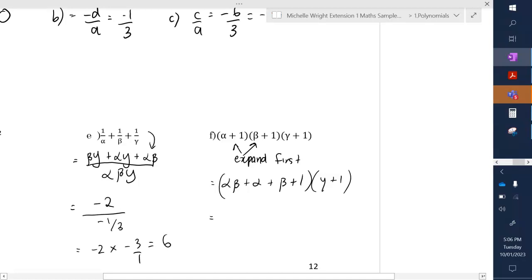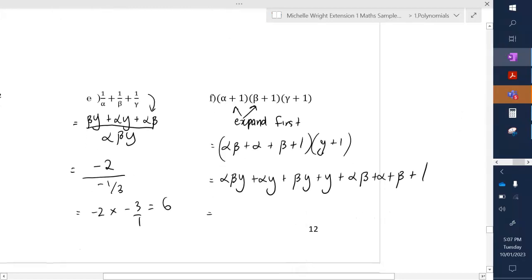If you prefer to have it the other way around, pop the gamma plus 1 out the front, that's okay. I'm going to times everything by gamma first. So I'm going to have alpha, beta, gamma. I might make that a little bit curly so we don't get it confused. Alpha gamma plus beta gamma plus 1 times all of those. Plus alpha beta plus gamma plus beta plus 1.